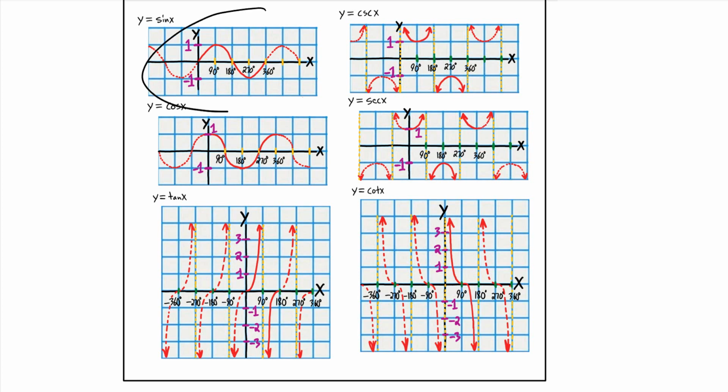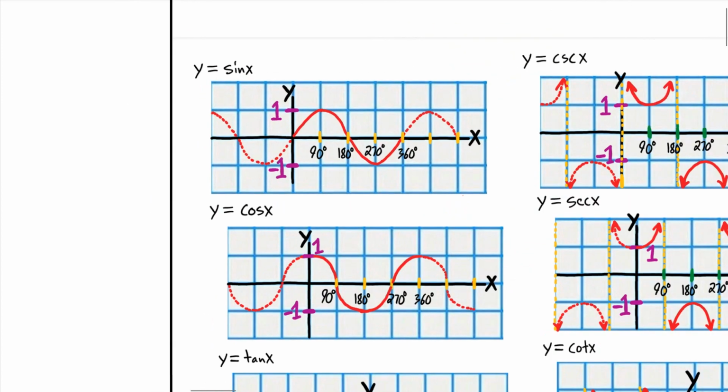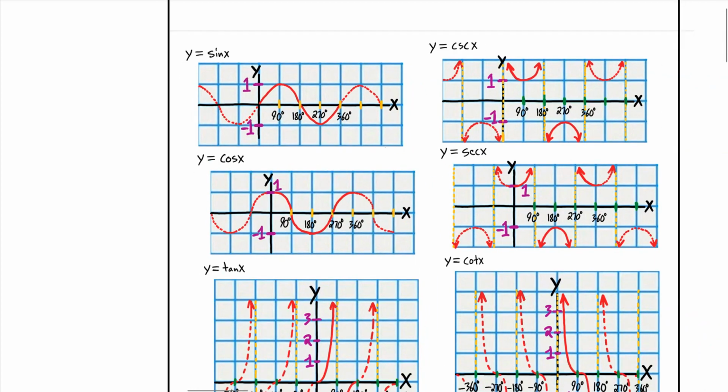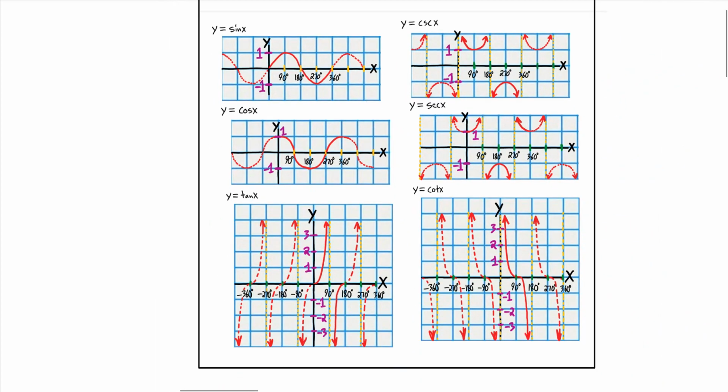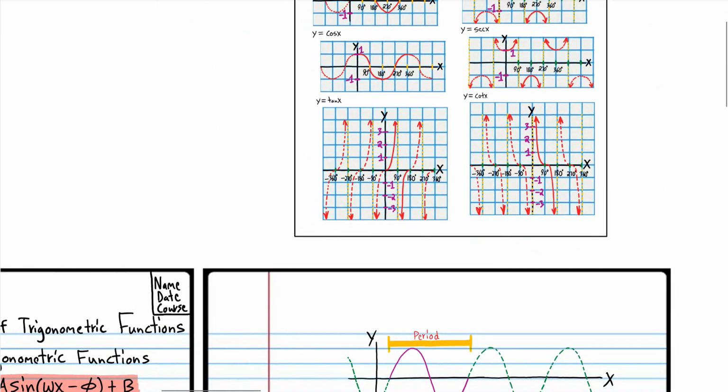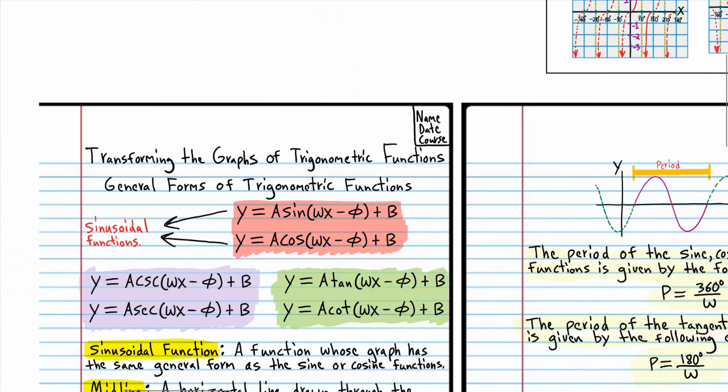We have the sine graph and the cosine graph, and we can call these functions even though we're letting the dependent variable be y instead of f of x. So we may refer to these graphs as functions.